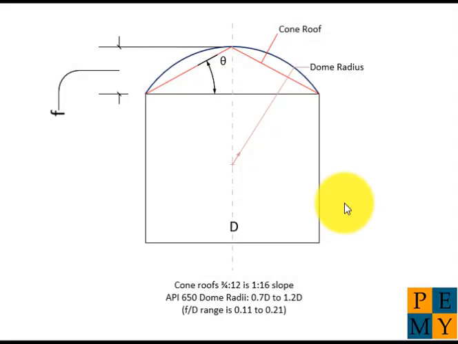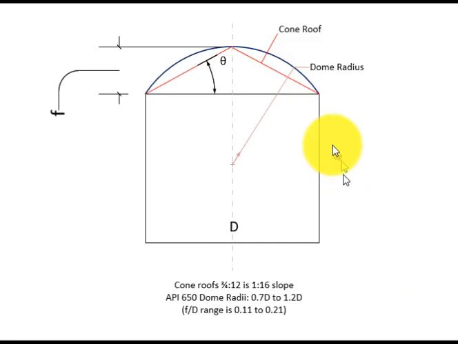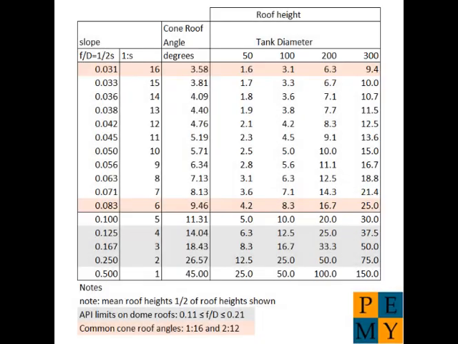Before I show you the surface plots for wind pressure, I want to give you an understanding of what the input parameters are. For a surface plot, of course, there are two axes. One of them is the diameter. The other is F over D, the ratio of the height of the dome or the cone to the diameter. I just want to point out a few things about F over D so that when you see the surface plots, you'll have a good understanding of what's going on.